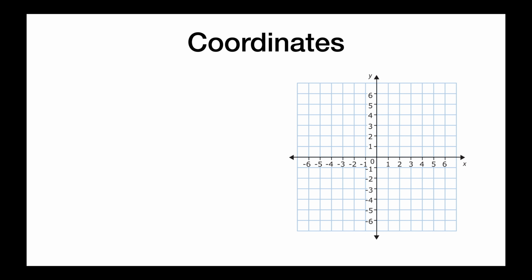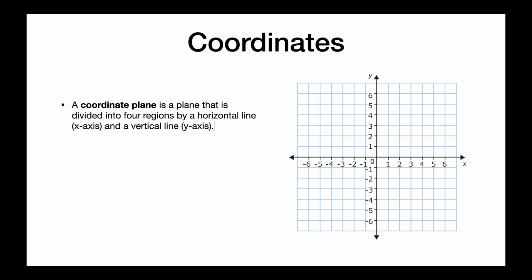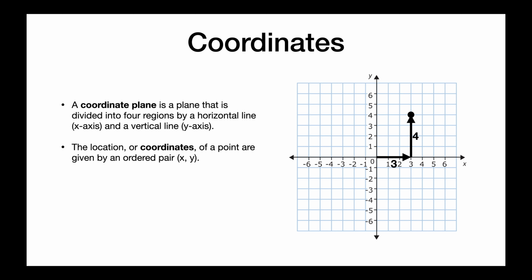So let's get started by reminding ourselves about coordinate planes. A coordinate plane is a plane that is divided into four regions by a horizontal, or left to right, line called the x-axis, and a vertical, up and down line called the y-axis. The location or coordinates of a point are given by an ordered pair, x and y. So in this case, it goes 3 to the right and 4 up, which means our point would be 3, 4.